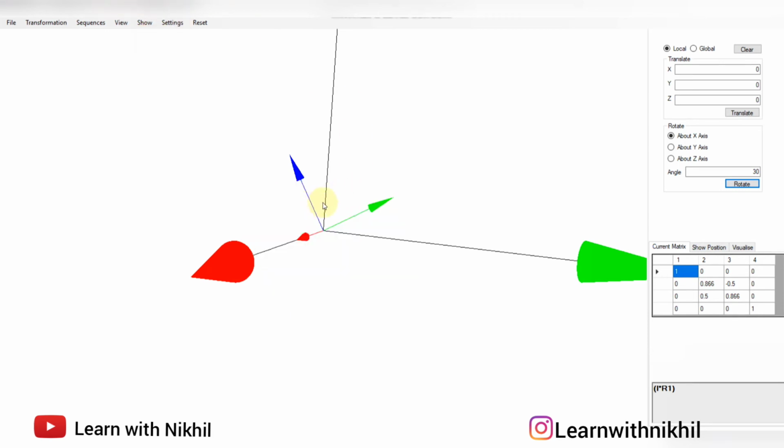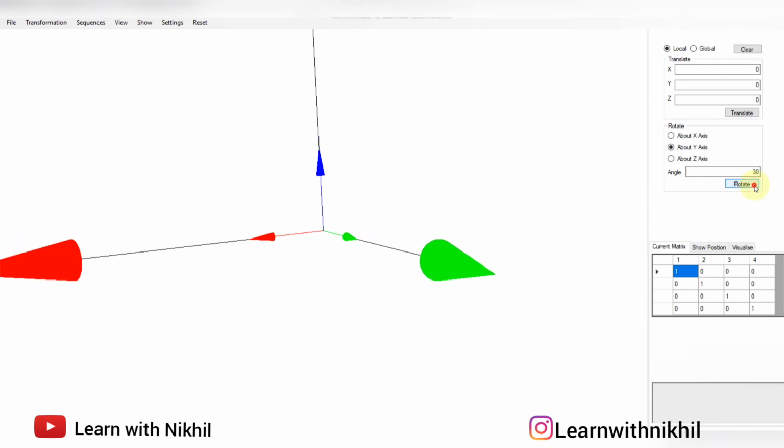So this angle theta we represented as 30 degrees. So this is 30 and this is 30. If I reset this again, I have to rotate about the y axis at 30 degrees. This is the y axis. I'll move this, rotate. So the y axis is common and this has rotated. This angle is 30 degrees. This angle is 30 degrees.